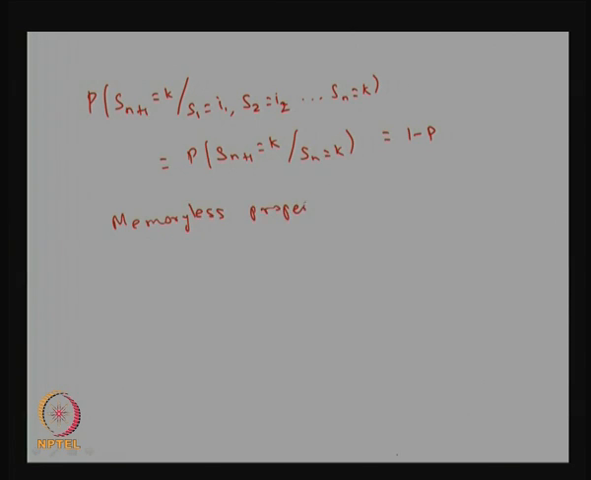The stochastic process Sn satisfies the memoryless property, or the other name, Markov property. The distribution of the n plus 1th random variable, given the first random variable, second random variable, up to the nth random variable, is the same as the conditional distribution of the n plus 1th random variable given the nth random variable only. This property is called the memoryless or Markov property.